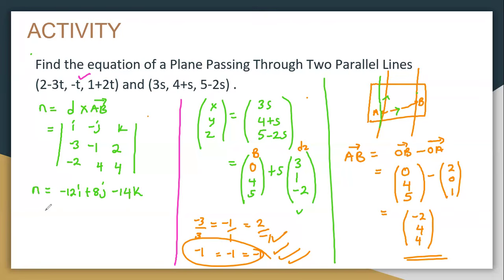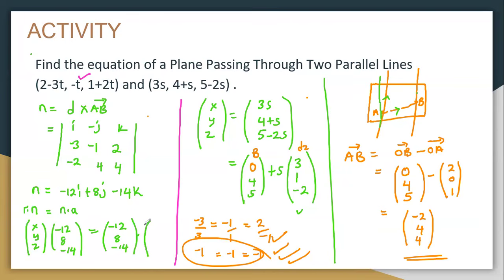So in order for you to get the equation of this plane, what do you do? To get the equation of the plane, just say now your r dot n is equal to n dot a. Last time it's okay. So this will be your x, y, z, dot -12, 8, and -14 is equal to the normal, which is -12, 8, -14, then dot your A.